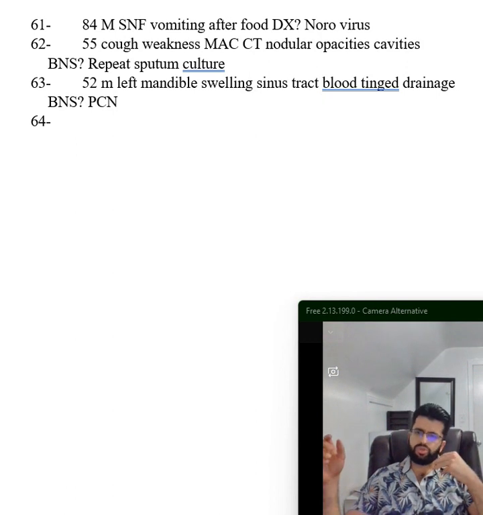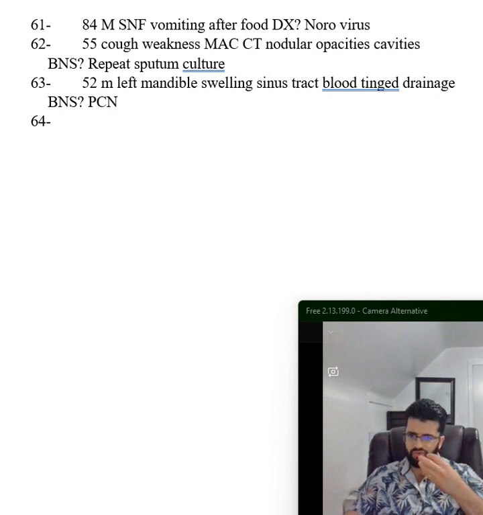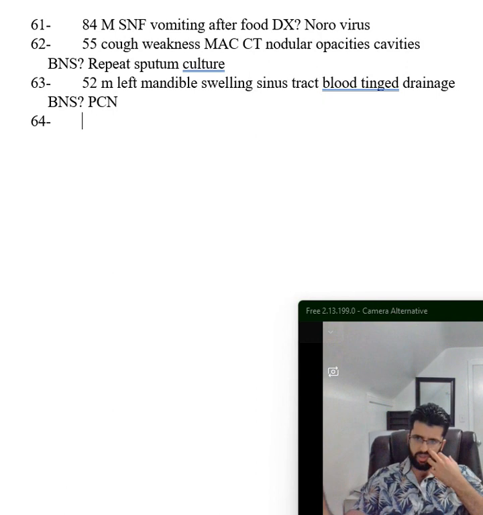And then it usually causes a chronic, slowly progressive, non-tender indurated mass in the mandible, extending through the tissue planes to form an abscess, fistula, and a draining sinus tract. And the mandible is the most common site, so they're always going to tell you it's in the mandible. Okay.